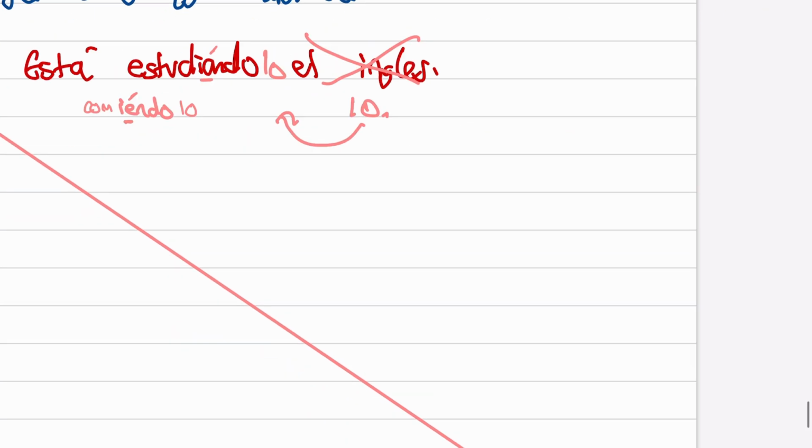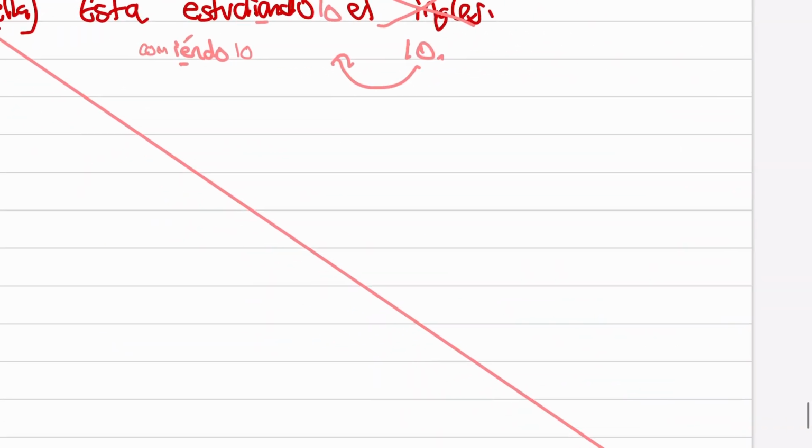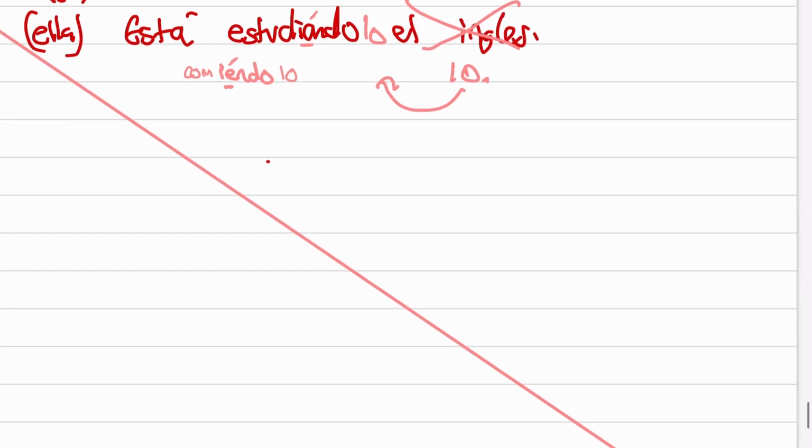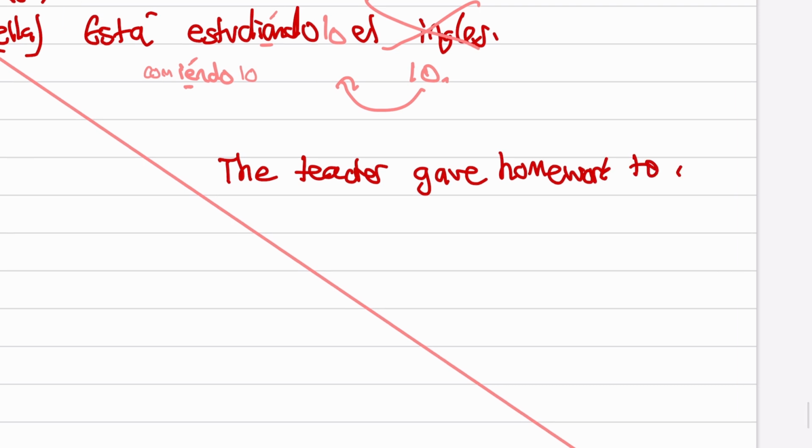Now I'm going to give you one final example before we move on to the other section, which is indirect object pronouns. So, in red again. I'm going to write it in English first. It's just a longer example here. So the teacher gave homework to my children.